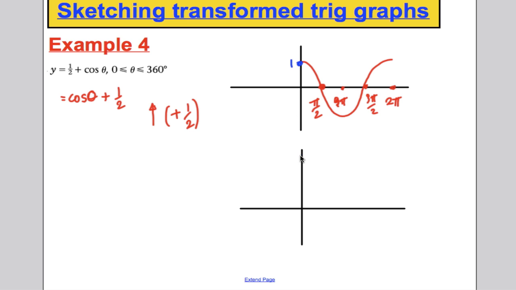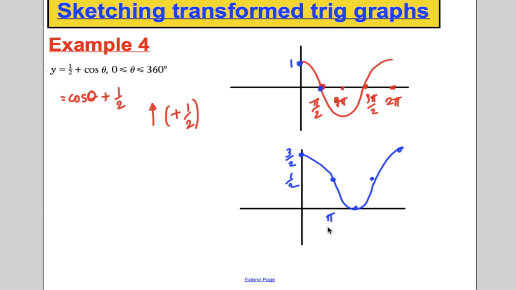That's 1 there. It's now going to be 3 over 2. That there was 0, so it's going to be a half. That's going to be a half. That's going to be here. It's going to be there. So it would look something like this. Better drawn than that maybe, but something like that. Again with key points labelled.